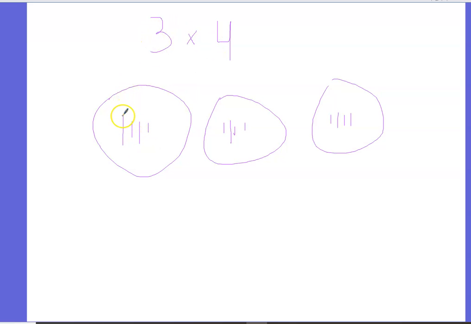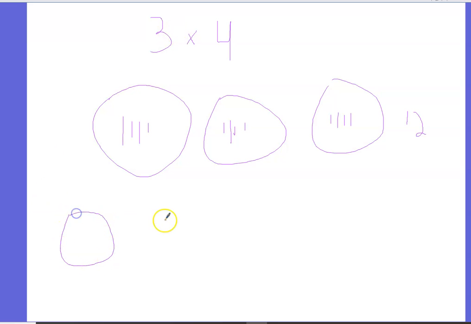So now let's count. We need to get the total. We have 1, 2, 3, 4, 5, 6, 7, 8, 9, 10, 11, 12. So that is 12. And I can prove to you that reversing it would be the same thing. So right now I have 3 groups with 4 in each group. I'm adding the number 4 3 times. But I can reverse it.